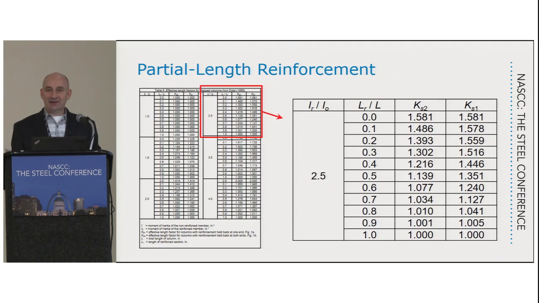Now we have all the information we need to go into the table. We have the moment of inertia ratio, and in this case, it's 2.5. And let's say that we cover about 50% of our column with the reinforcement. So we're going to have an L sub R over L ratio of 0.5. And if we have reinforcement pulled back equal distances at each end, we'll pull out this value 1.139 for K sub S2. So with that number, all you have to do is take the reinforced section properties, go into the AISC specification that we just showed you, the E3 section, and use this effective length factor to calculate L sub C, and you're done.